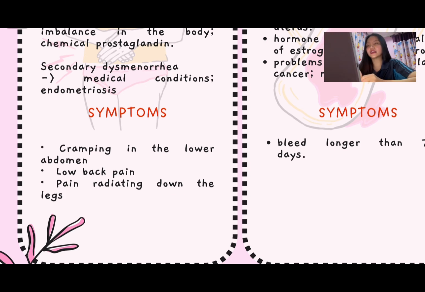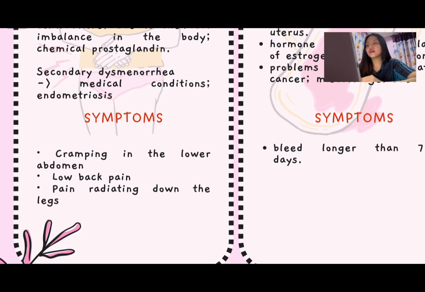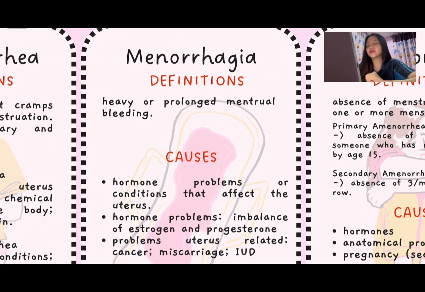Next is menorrhagia. Menorrhagia is heavy or prolonged menstrual bleeding, and it can be due to hormone problems or conditions that can affect the uterus. Examples of hormone problems are imbalance of estrogen and progesterone, and problems relating to the uterus are cancer, miscarriage, and the usage of IUD. And the symptom of menorrhagia is when we bleed longer than 7 days.